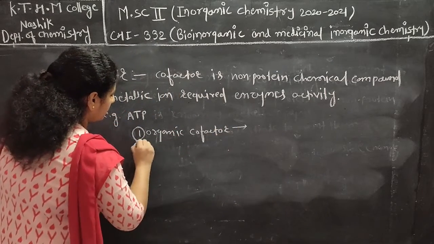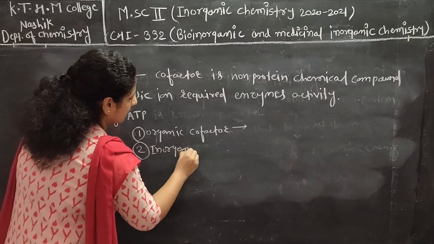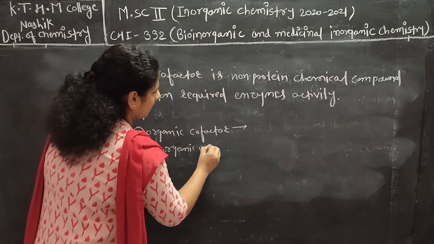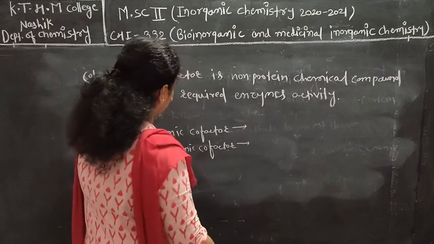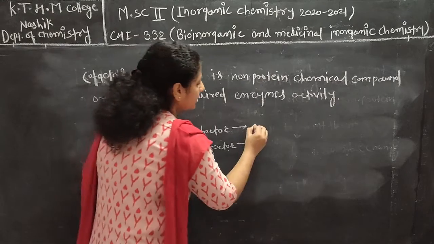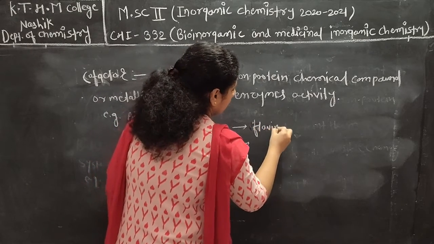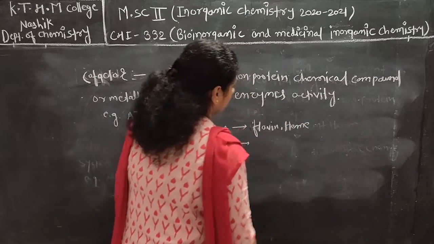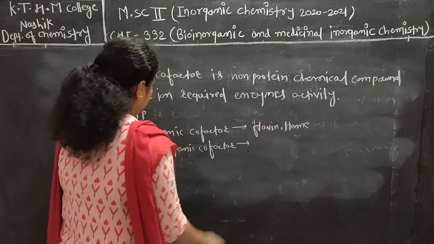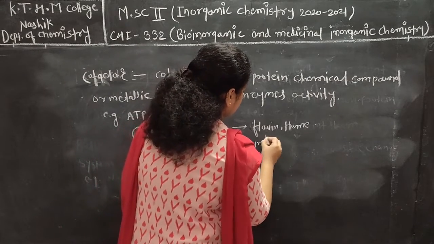Now cofactors are of two types, that is organic cofactors and second, inorganic cofactors. Examples of organic cofactors are heme and some flavins, and inorganic cofactors include magnesium ions.